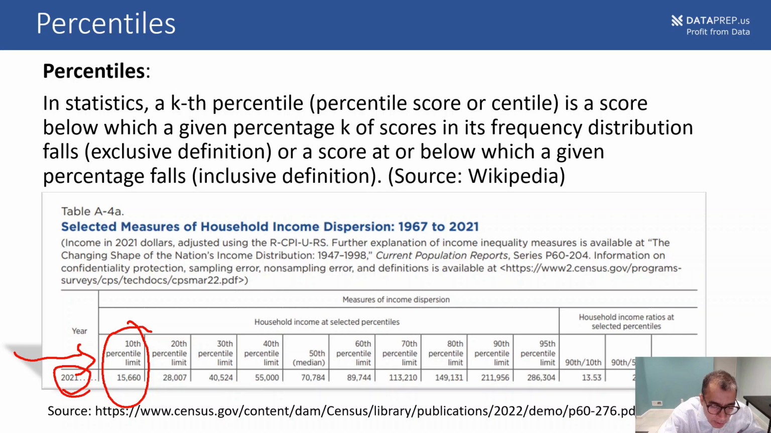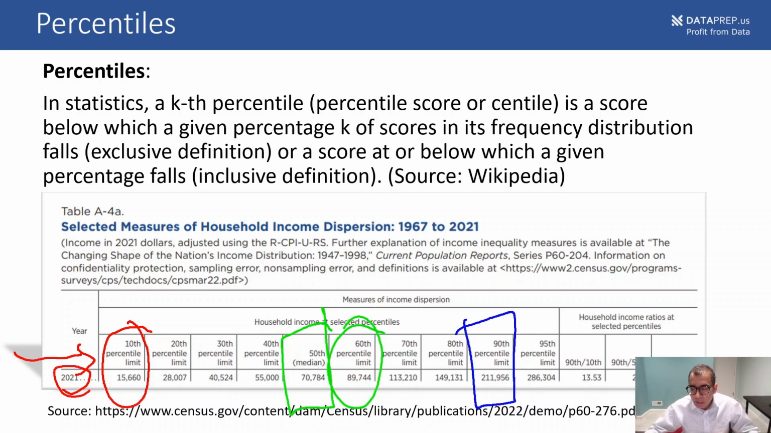And this is the 10th percentile limit, which is $15,660. What that means is that 10% of US households make $15,660 a year or less, and 90% make more than that. In the same way, the 60th percentile limit is $89,744, and so on. And the 50th percentile, as you can imagine, is nothing but the median itself. The 90th percentile is $211,000.